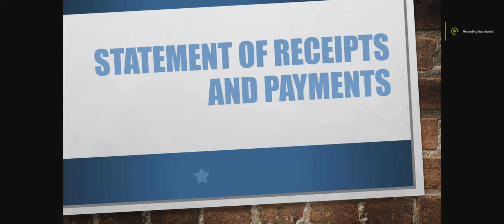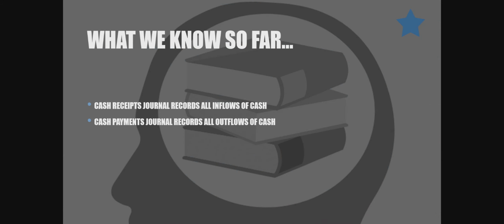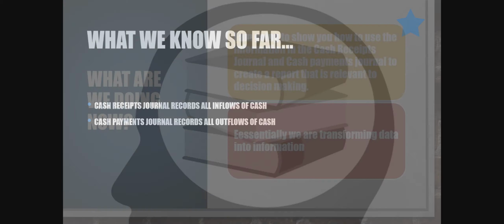Okay, ladies and gents, this is lesson 2 out of chapter 7. We're going to be looking at the statement of receipts and payments. So what do we know so far? Cash receipts journal records all inflows of cash. A cash payments journal records all outflows of cash.